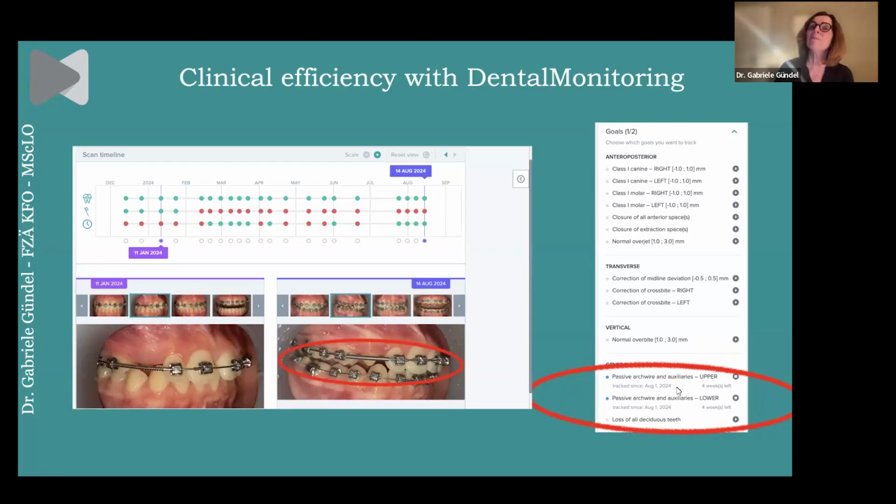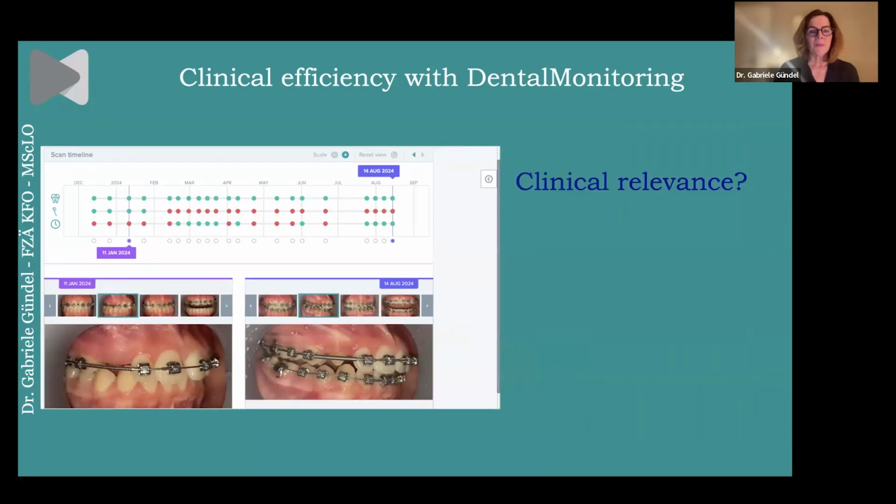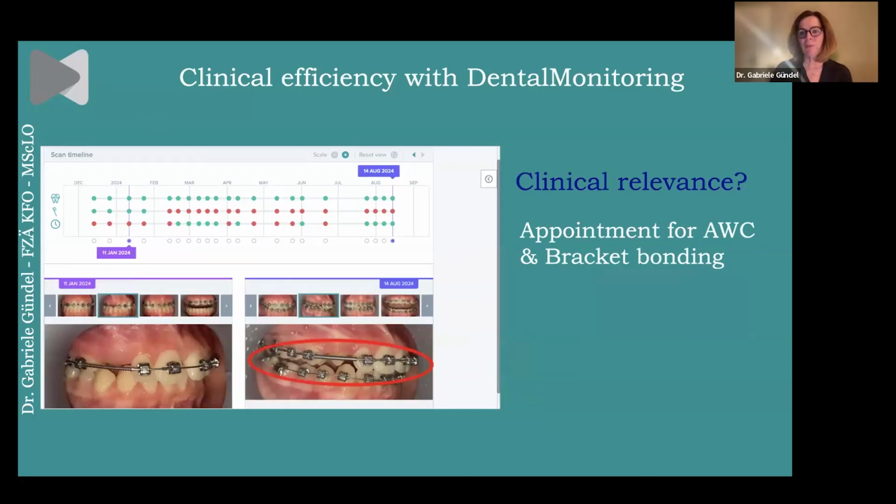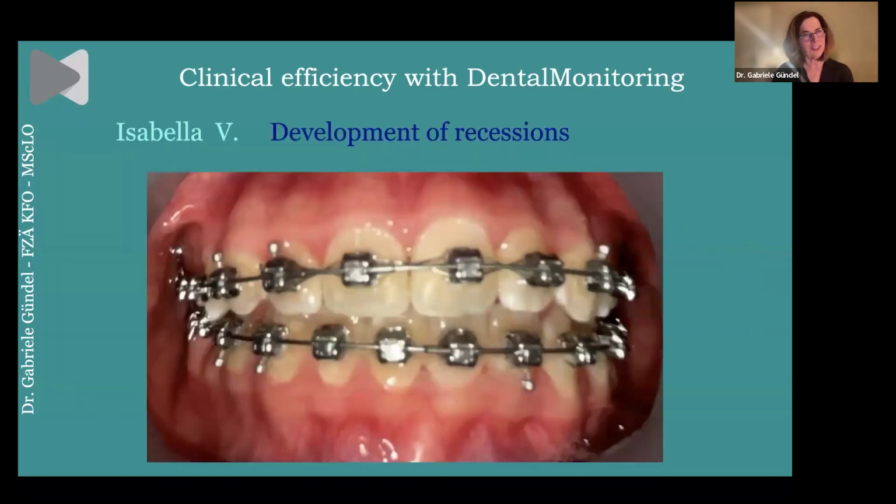And in many times, I get the information the arch wire is not passive. So I look, everything is fine, clips are closed, bite is developing nicely. So I say, yes, okay, we wait another maybe 3, 4, or 5 weeks. So the appointment for arch wire change and bracket bonding can be prepared very, very precisely and efficiently.